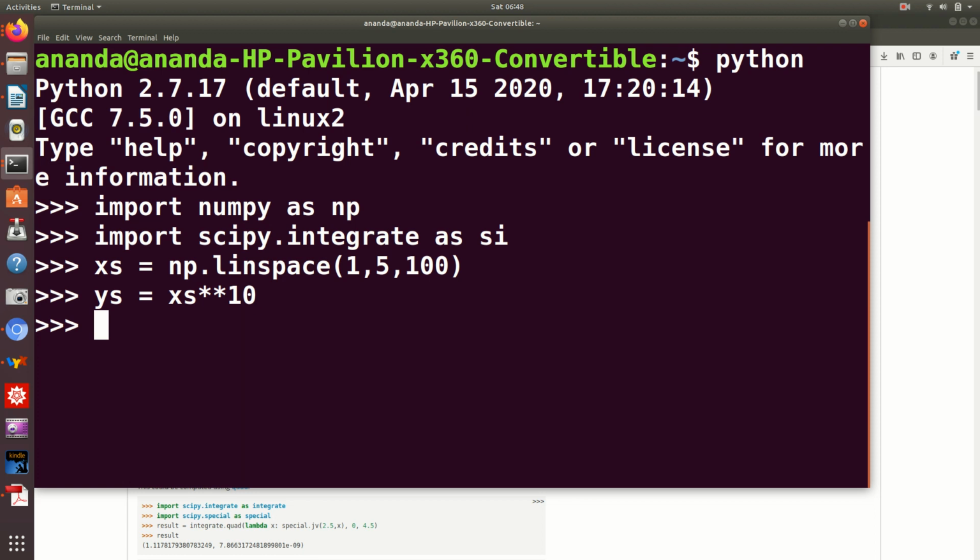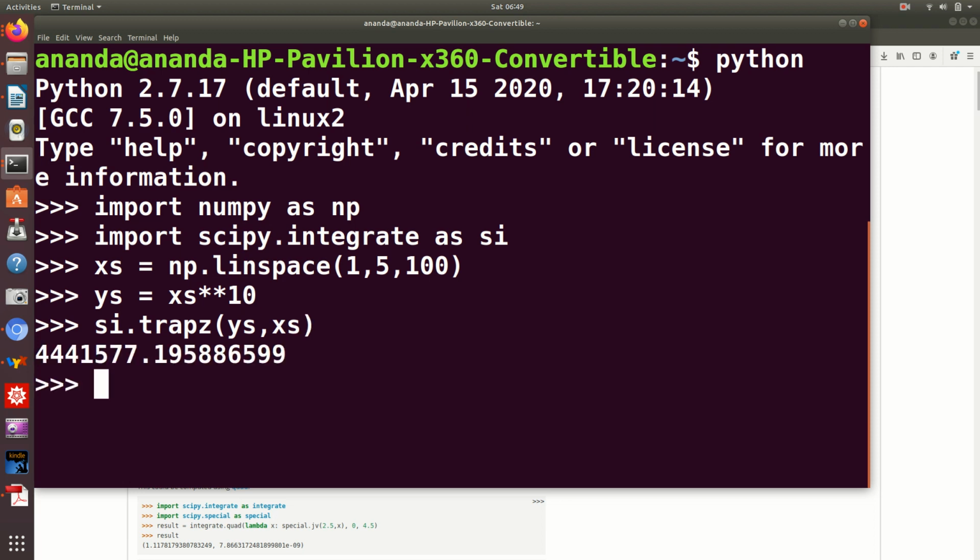Let's try the trapezoidal rule first, and for that scipy.integrate, which remember we are calling si, gives us a function trapz. That's shorthand for trapezoidal. To use this, we have to give it 2 arguments at least, the y's to begin with. So remember, the y values go first, then you give the value of the x's, and you're getting something like this.